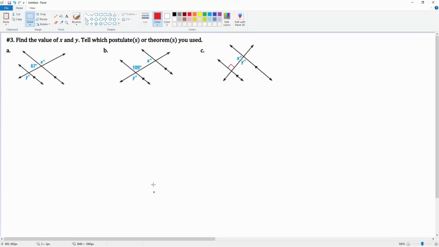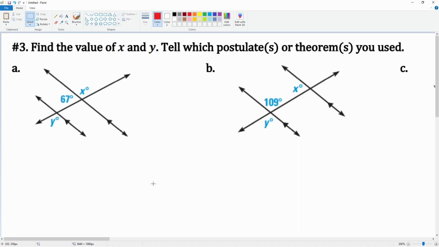Section 3, number 3, you're going to find the value of x and y. Make sure to tell which postulate or theorem you use. Let's zoom in here. So we have the angle of 67, and we're looking for angle x and angle y.